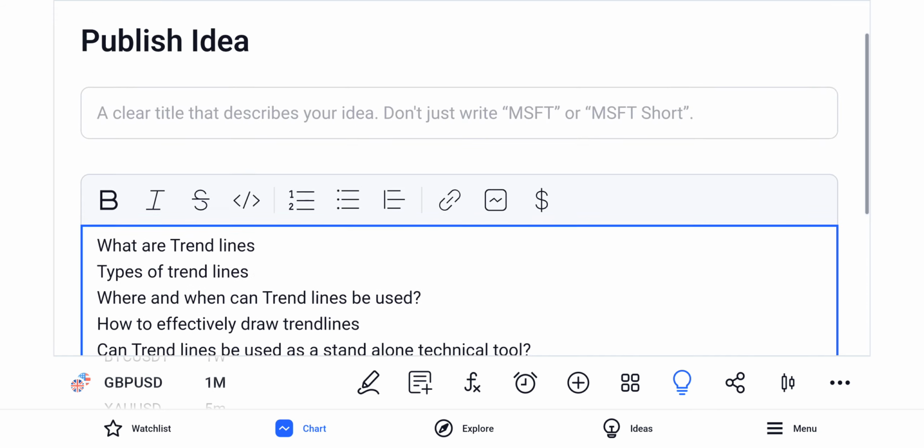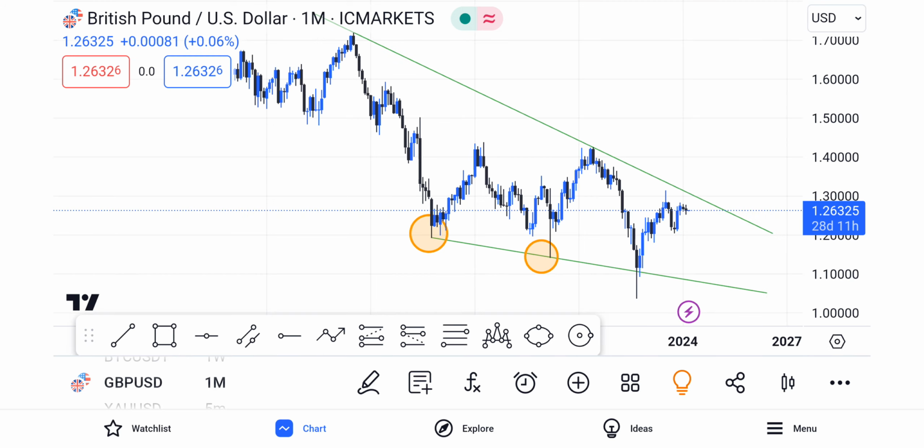So we are also going to talk about where trend lines can be used. Trend lines can be used on any financial instrument. So as long as you are a trader and you are trading the financial market, you can use them. It does not matter if you are trading stocks, indices, cryptocurrencies, or the forex market, that is currencies. You can use them on whatever charts you are trading.